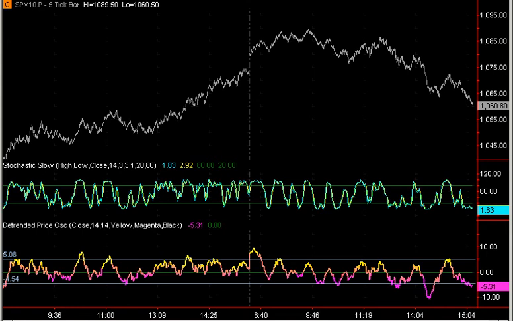What we have before us is a SPM10.P contract, 5-tick, which is the large S&P contract as shown in TradeStation. Trading with the trend is perhaps one of the biggest and most important things that a trader can do during the course of the day, unless he really enjoys losing a lot of money.